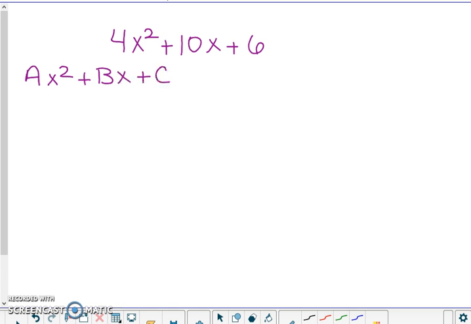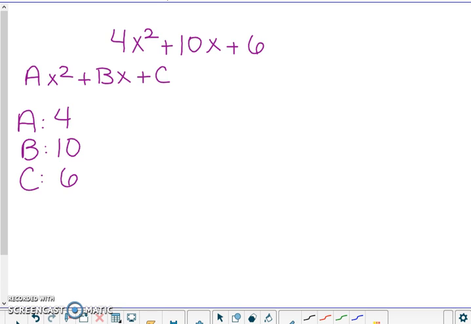So I have my trinomial here. It's 4x squared plus 10x plus 6. And the first step in every single factoring problem is to make a list of our A, our B, and our C. So for this trinomial, our A is 4, our B is 10, and our C is 6. We are going to need that information in order to factor this.